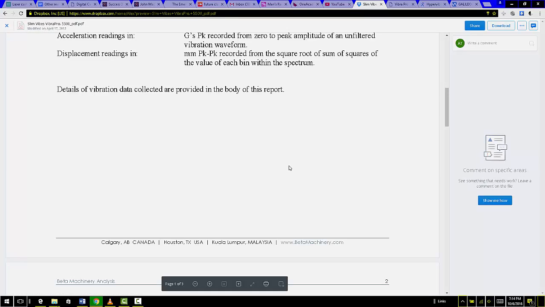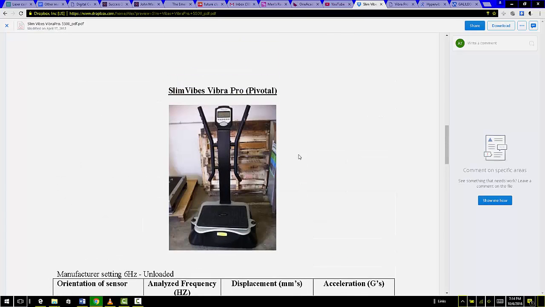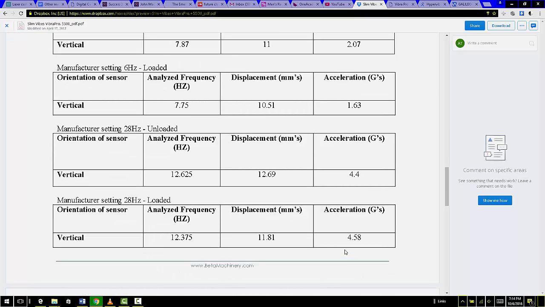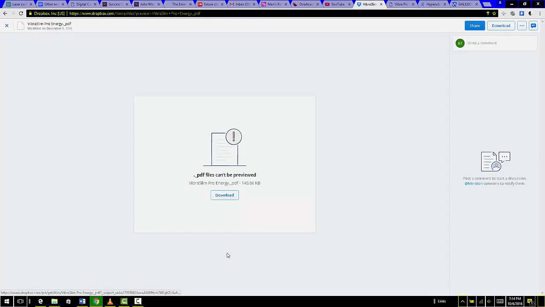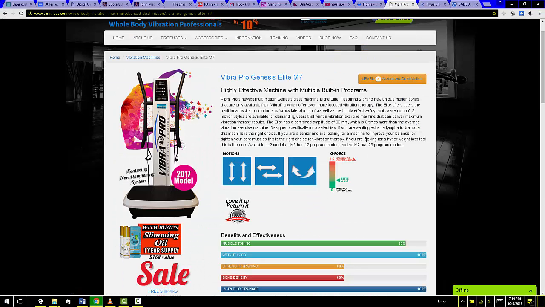So let's take a look here. This is the Vibra Pro. That's not the exact model. Either way, it's a Vibra Slim Pro, Vibra Gym. Anyways, I'll work on pulling that up. But either way, I saw third-party engineering reports. It was pretty much right around that, so it's accurate.